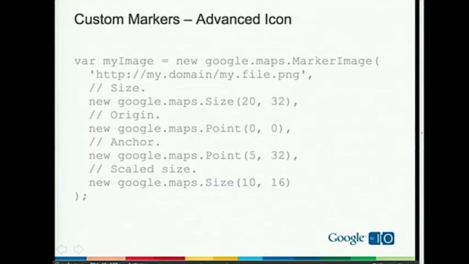So here you just need to give things like the size of the sprite you're using, where on the sprite you are, and whereabouts in that part of the sprite the marker should be anchored onto the map. Cool. And you can also scale it as well.